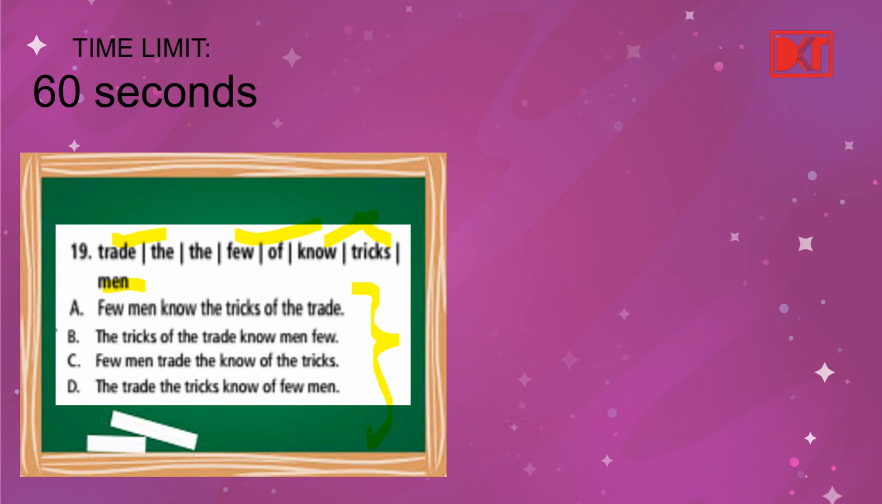makes sense. A. Few men know the tricks of the trade. Makes sense. B. The tricks of the trade no men few. Incorrect. Few should come before men. Few doesn't come after a noun. Then C. Few men trade the know of the tricks. Again incorrect. D. The trade the tricks know of few men. Again incorrect. Correct answer is A. Few men know the tricks of the trade.